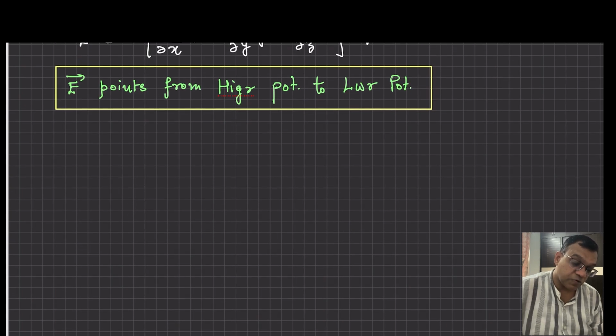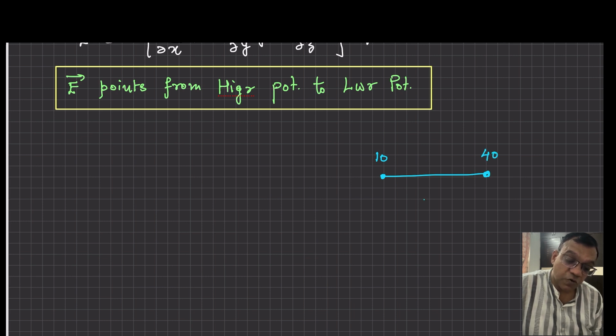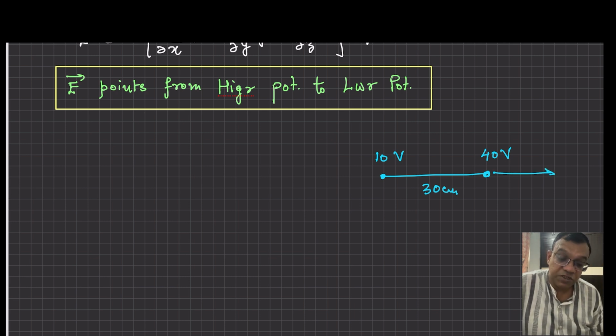Now here you take one particular point. If, for example, someone is saying electric potential changes linearly, say from 10 volt to 40 volt over a distance of say 30 centimeter along this direction, what is the value of electric field?